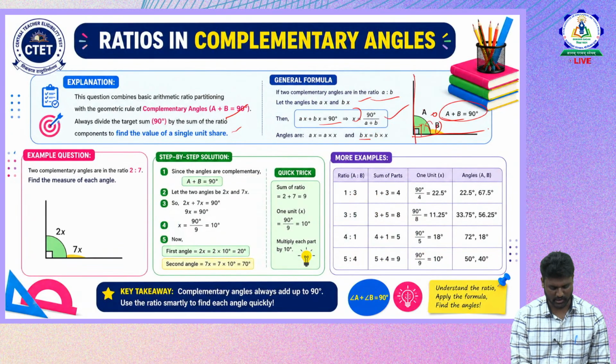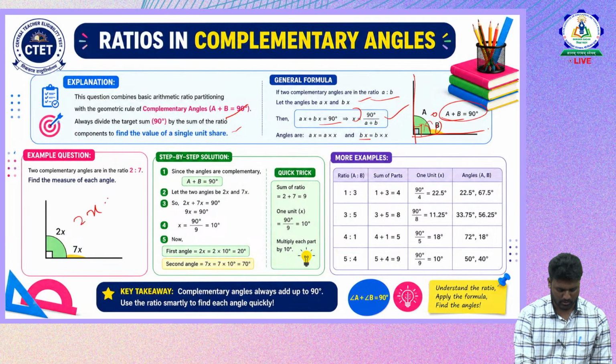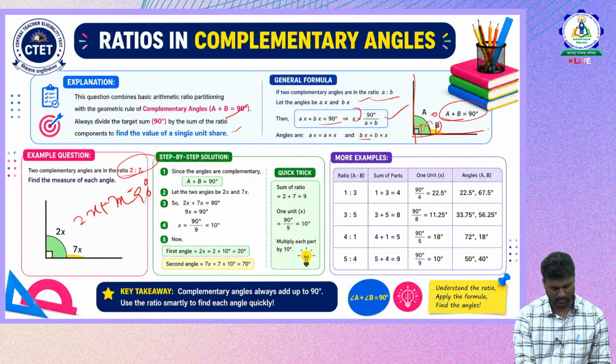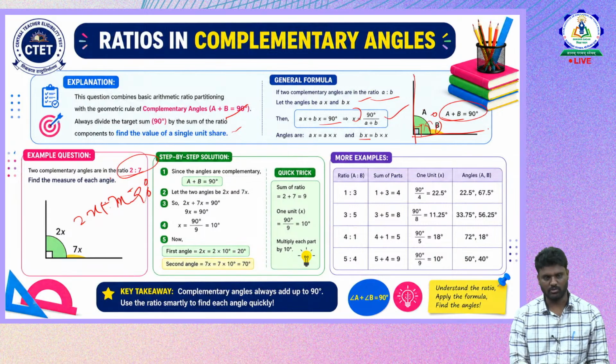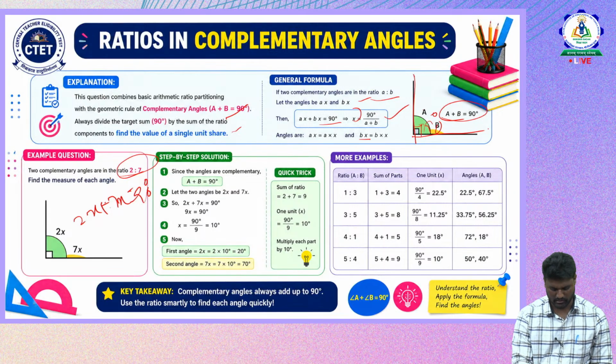Similarly, in the same question they are given 2x plus 7x is equal to 90 degrees. The two complementary angles are in the ratio of 2:7. Find the measure of each angle. Since the angles are complementary, a plus b is equal to 90 degrees. Let us assume that the two angles are 2x and 7x. So 2x plus 7x becomes 90 degrees.